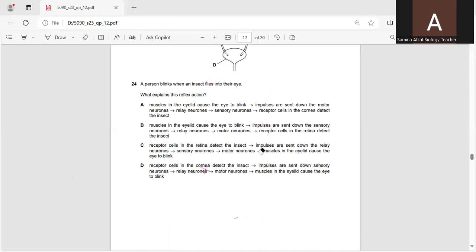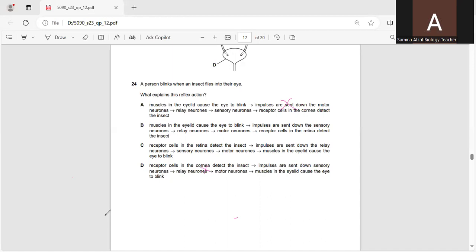Question number 24: a person blinks when an insect flies into their eyes. Muscles in the eyelid cause the eye to blink. Impulses are sent down the motor neuron. No. First of all, the receptor cells will receive, and then the sensory neuron, and then relay and other neurons will be involved in this. So the first option is not the correct option.